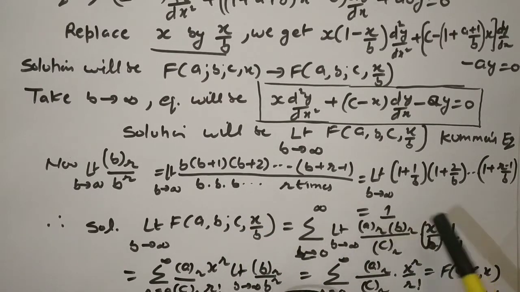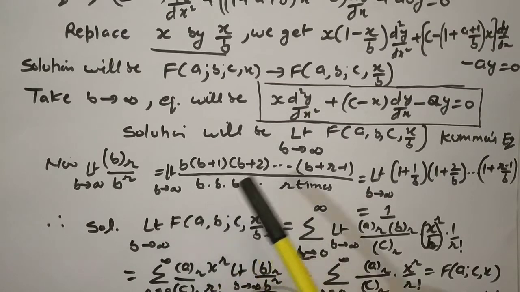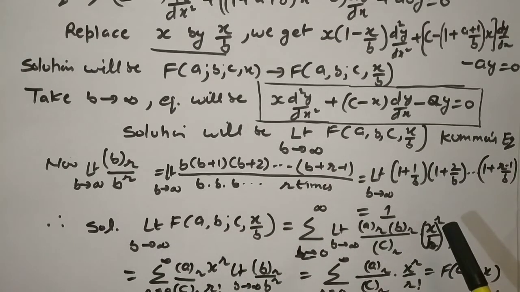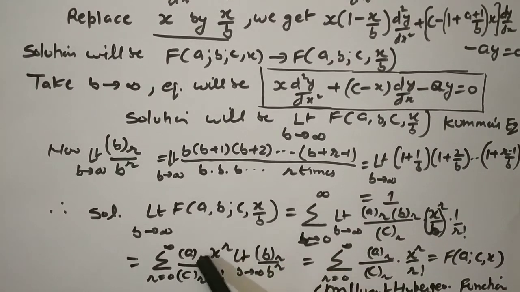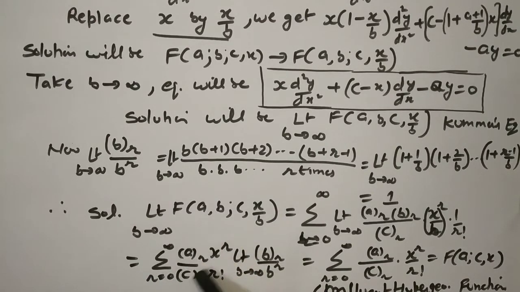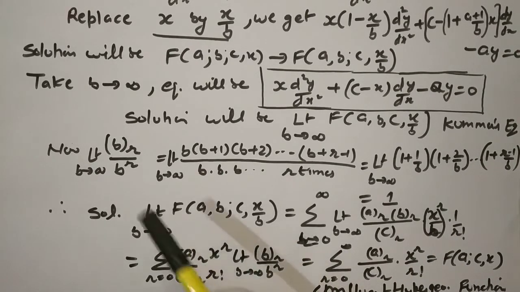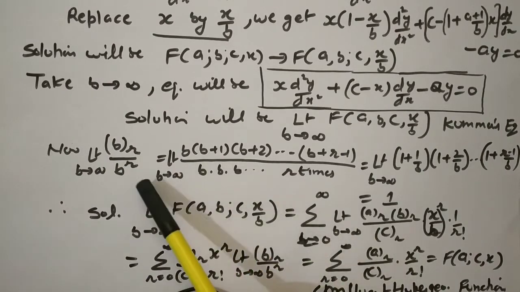So after putting this, we take the limit b tending to infinity, because we have taken b tending to infinity in the equation. So in the solution also we have to take b tending to infinity. Now this term b is here at two places. We combine them, because the limit b tending to infinity will be applied only to the terms where b is present. All the other terms, a, c, x, r, are outside the limit. The limit will be applied on the two terms only, the Pochhammer symbol (b)r upon b raised to power r. So we have to find this value now.